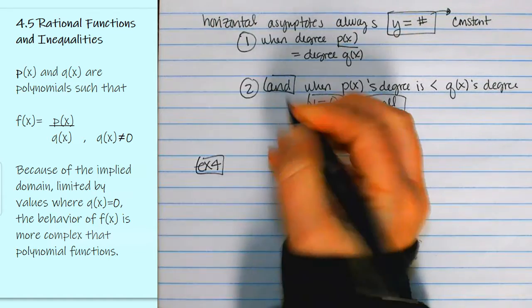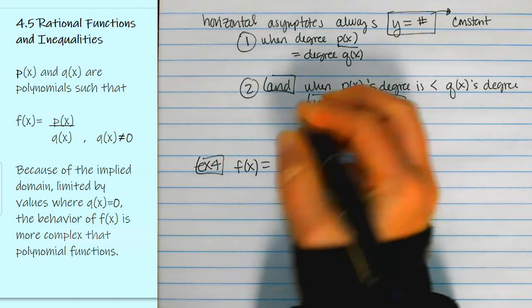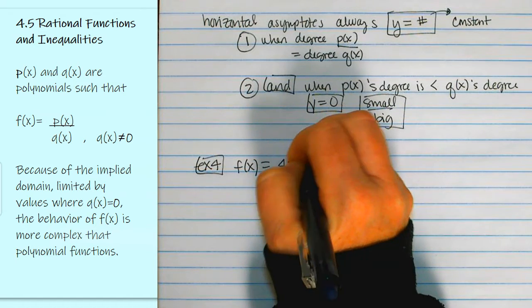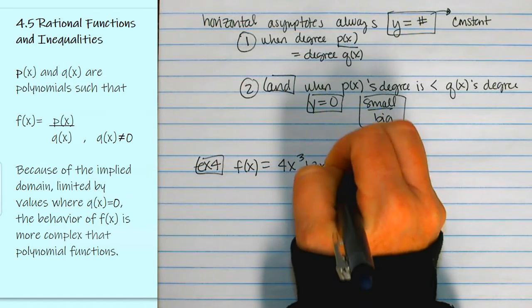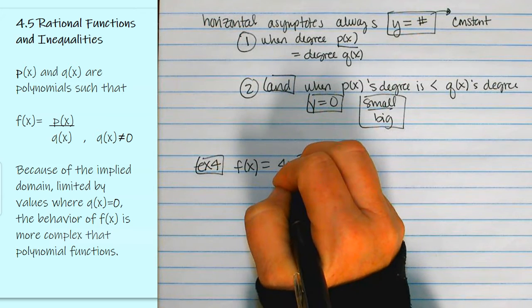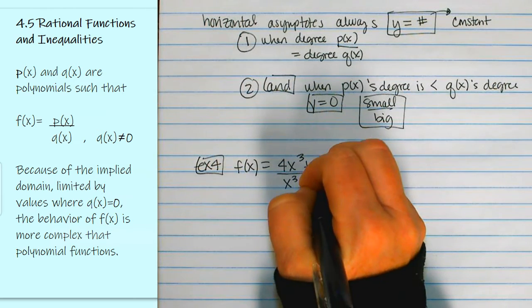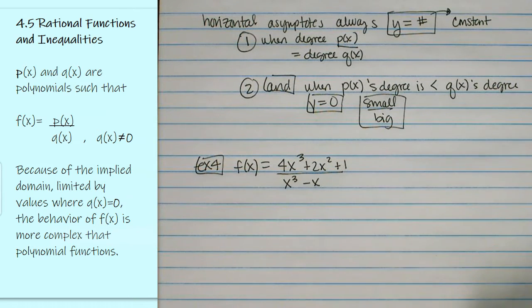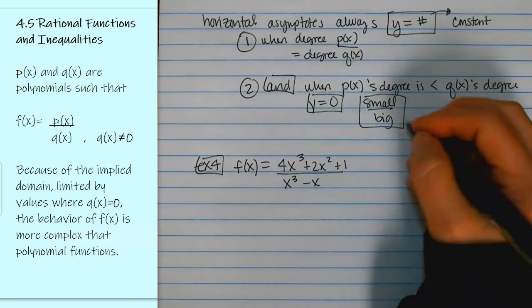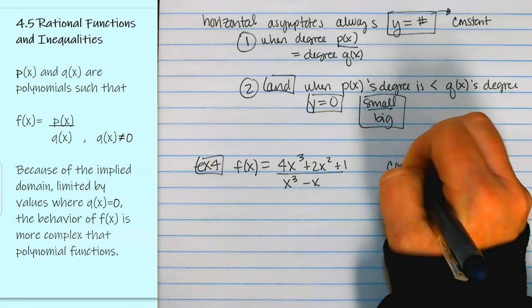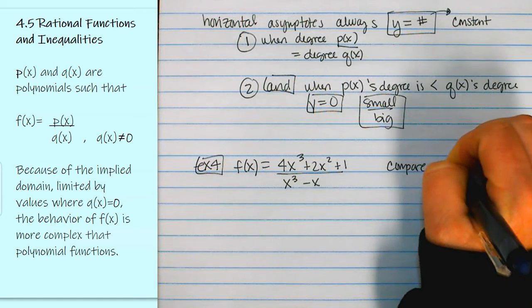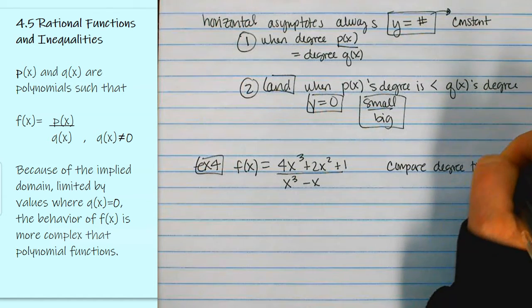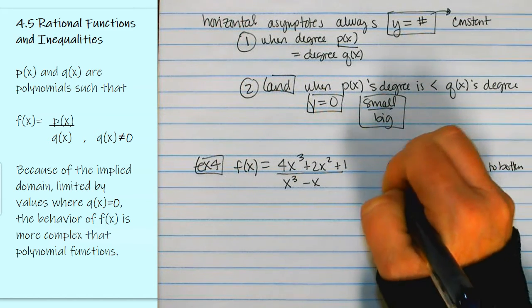So example 4, let's say that we have f of x equals 4x to the third plus 2x squared plus 1 over x to the third minus x. So we're just looking for horizontal asymptotes right now. We're not going to talk about the vertical. We will put those two together, but let's just focus on the horizontal. So horizontal compares the degree on the top and the bottom. Compare the degree top to bottom. In this case, they're the same.